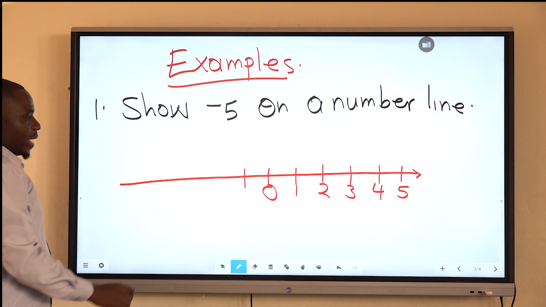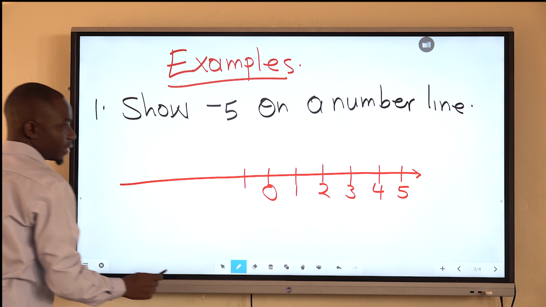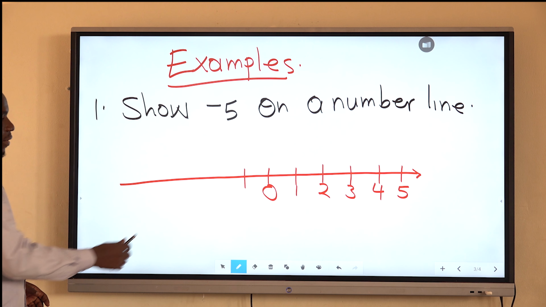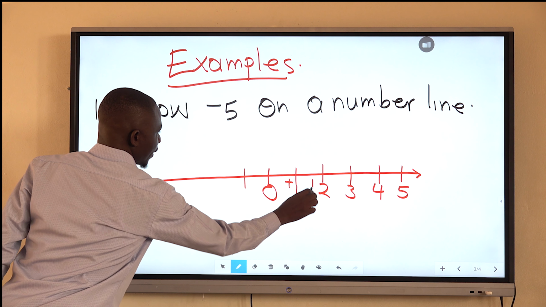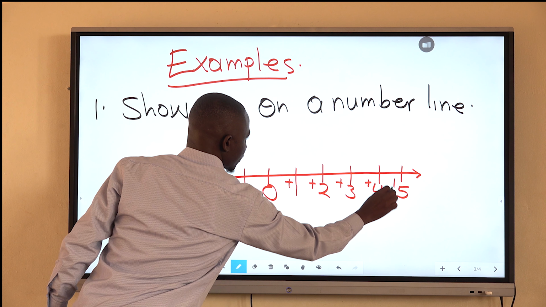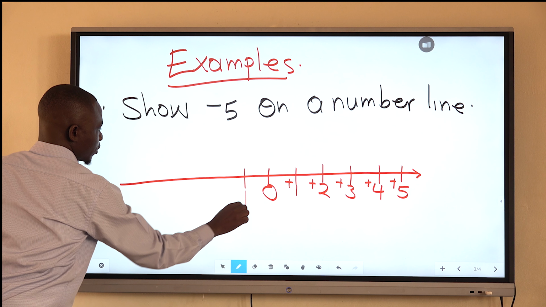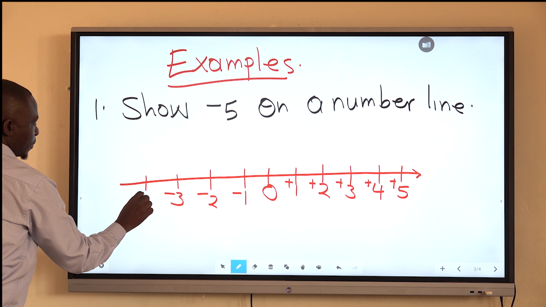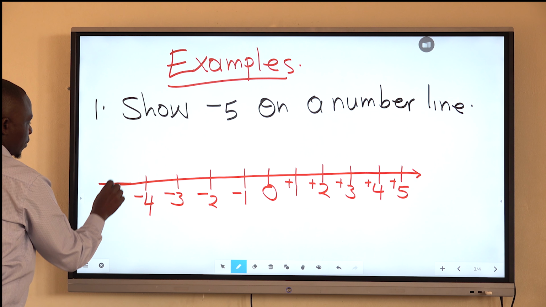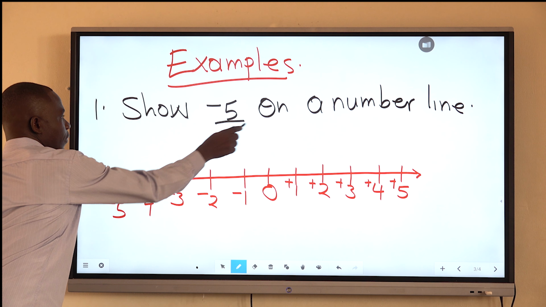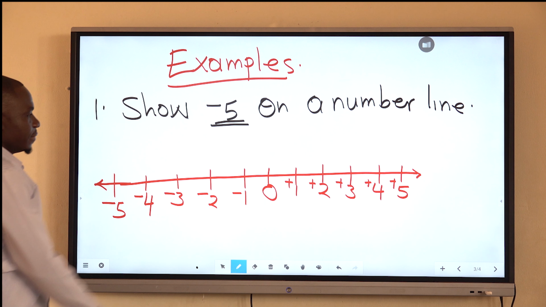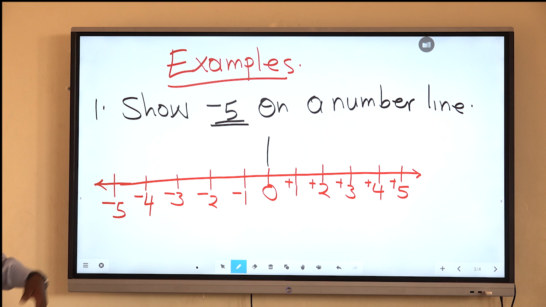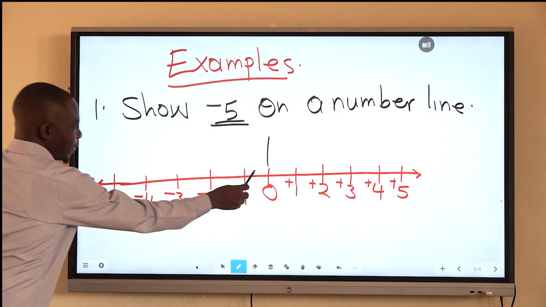When you're drawing the number line, on the right hand side are positives, but we say that positives can be with or without the sign. So you can put a sign for positives. Then for negatives, you have -1, -2, -4, -5. Our -5, take 0 as our starting point. We count 5 steps to the negative. So let's count the 5 steps.